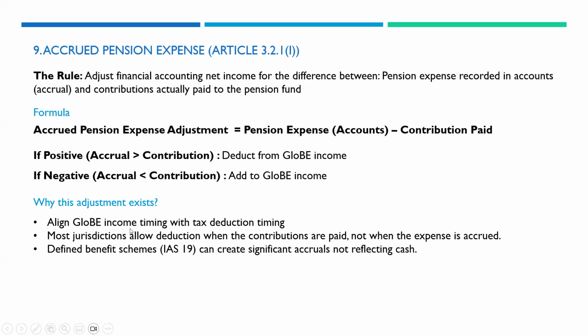Okay, why? Because it aligns GloBE income timing with tax deduction. Most jurisdictions allow deduction when the contributions are paid, not when the expenses are incurred. And defined benefit schemes can create significant accruals, not reflecting it. That's also one question I want to ask you. Does this apply to both defined benefit schemes and defined contribution schemes?